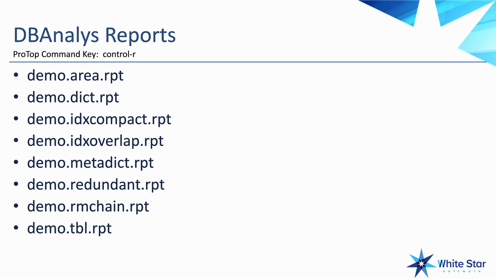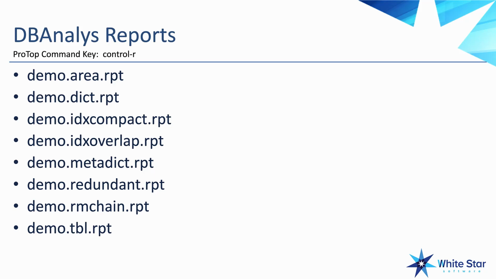So the area report gives you area by area what the tables and indexes assigned to that area are, what the rows per block is, what the calculated ideal would be for those rows per block, and some other information like that. The dictionary report is a one-stop shopping, simple dictionary report that makes it easy to see what fields are in which tables and what the data types with them are.